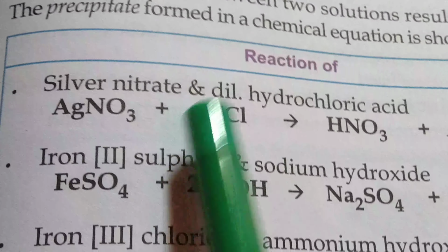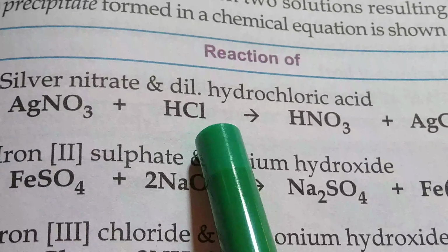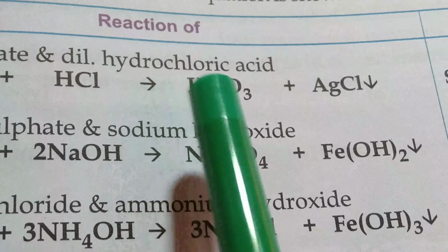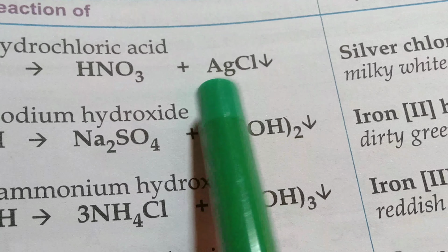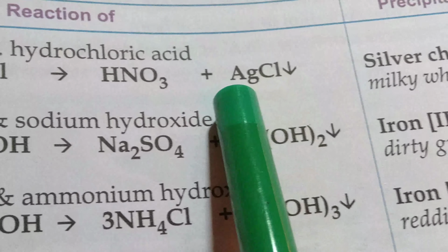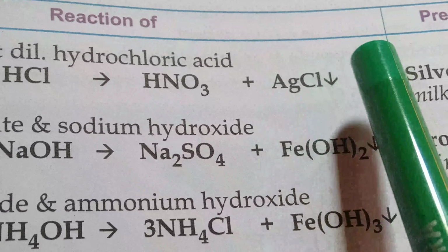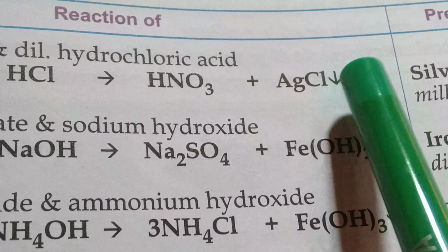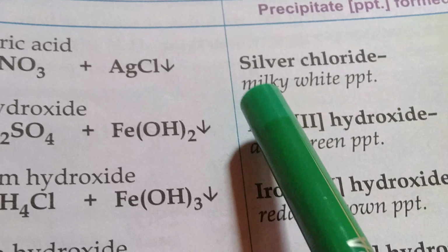Silver nitrate and dilute hydrochloric acid. Silver nitrate plus HCl, what is formed? HNO3, nitric acid, plus AgCl, silver chloride. So silver chloride is a precipitate after this chemical reaction, and try to understand that it is denoted by a down arrow. Silver chloride is a milky white precipitate.